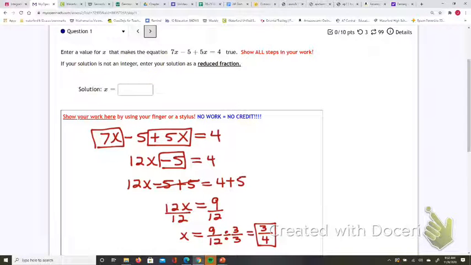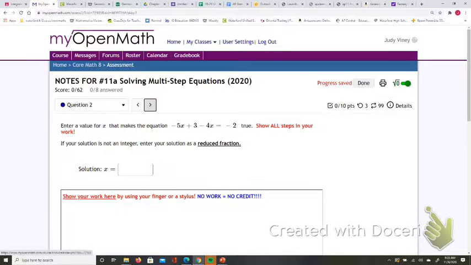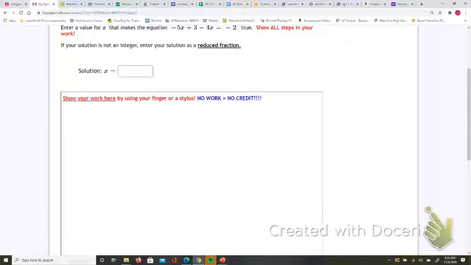Make sure that you have all of the work. In order to get points for the notes, you have to have all of the work shown. So then you type in 3/4 up here at the top and you submit, and we move on to number 2. Then the first thing that we do again is we write the problem down. So we have negative 5x plus 3 minus 4x equals negative 2.